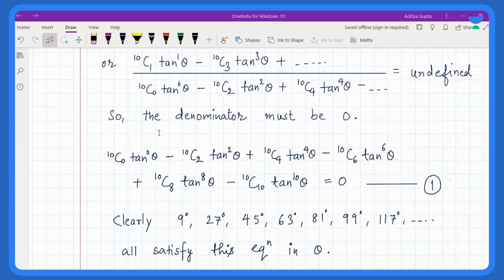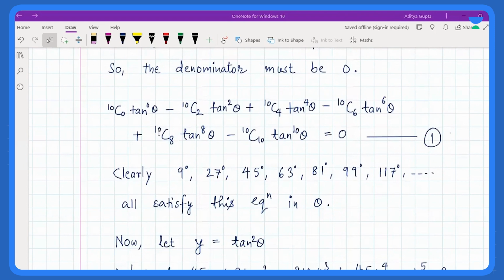And that's exactly what we have done in this step number 1. So basically, this is equation number 1. Here we have written 10C0 tan power 0 minus 10C2 tan square plus 10C4 tan power 4 minus, and so on. So this sum we are continuing with alternating signs, plus minus, and the even powers, the pattern is being followed up to 10C10 tan theta power 10. We haven't extended it further because 10C12 will be 0 only, right? So that's why we have stopped here.